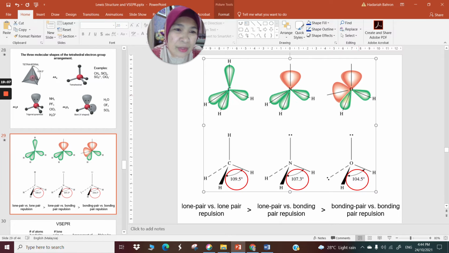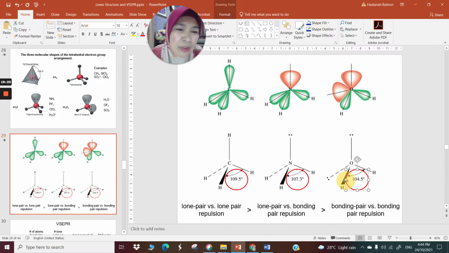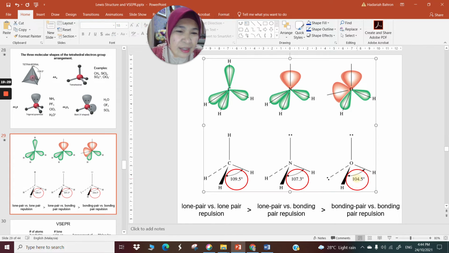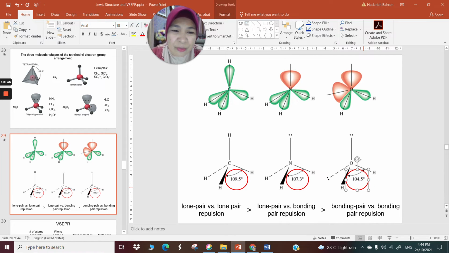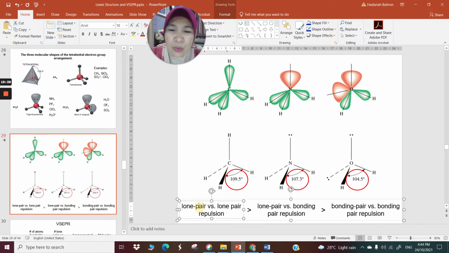And then the third case, as in the case of water, where you have 2 lone pairs of electrons and 2 bonding pairs, you are going to have that situation even more clearly shown here, where the repulsion of the lone pairs is so big, making your bonding pairs squashed together, where the bond angle becomes smaller from 109.5 to only 104.5.